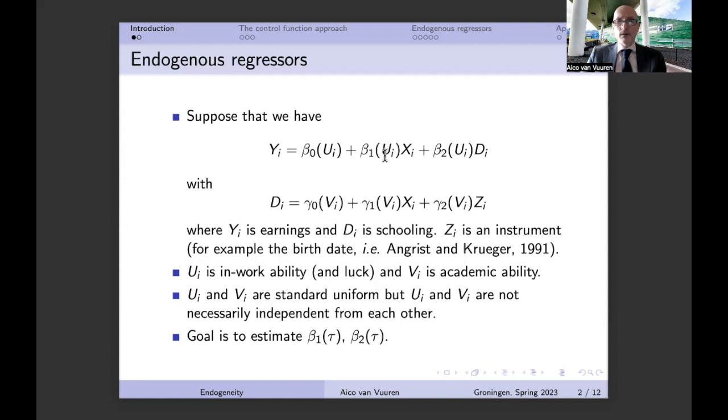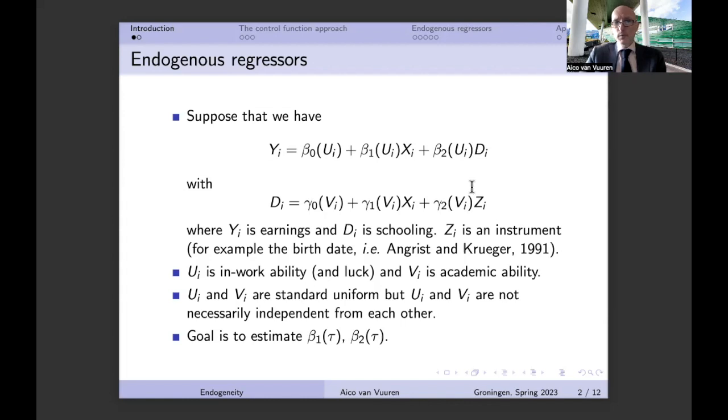Because remember, ui was all kinds of talents that are going to have an impact on the wage. Vi were all kinds of talents that are going to have an impact on this di that we have over here. And I said that, for example, being an intelligent individual helps you at school, but also helps you directly at the labor market. So that implies that U and V are likely to be correlated to each other. And that's bad news. And the reason behind that is that if U and V are correlated with each other, we do of course know that D and V are also correlated to each other.